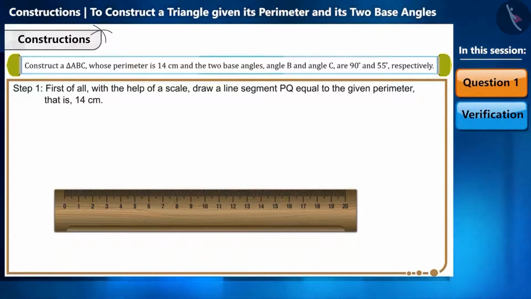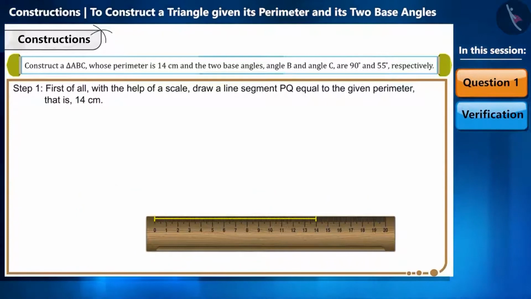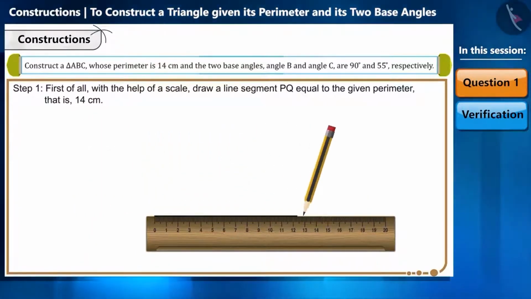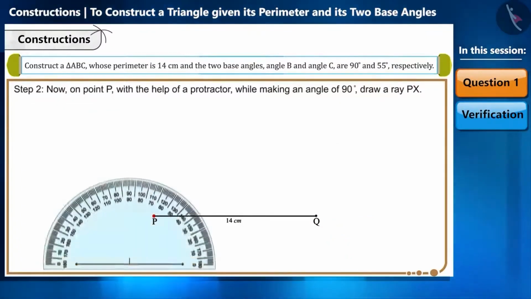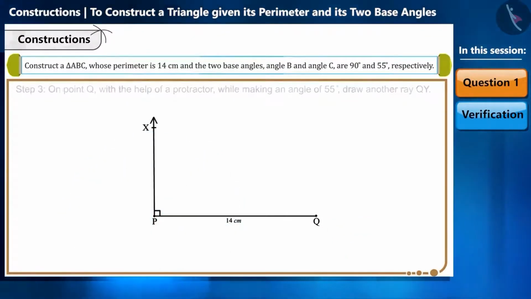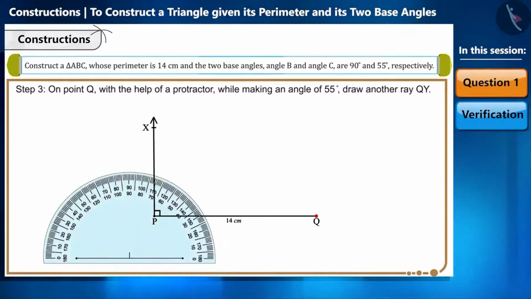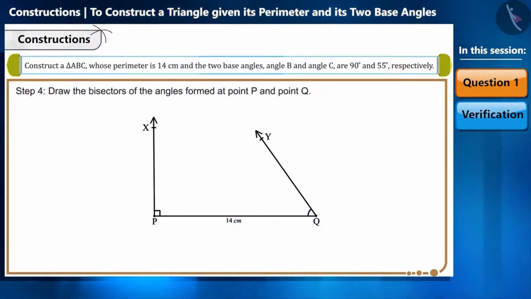Step 1. First of all, with the help of a scale, draw a line segment PQ equal to the given perimeter, that is 14 cm. Step 2. Now, on point P with the help of a protractor, while making an angle of 90 degrees, draw a ray PX. Step 3. Similarly, now on point Q, with the help of a protractor, while making an angle of 55 degrees, draw another ray QY. Step 4. Now, draw the bisectors of the angles formed at point P and point Q.